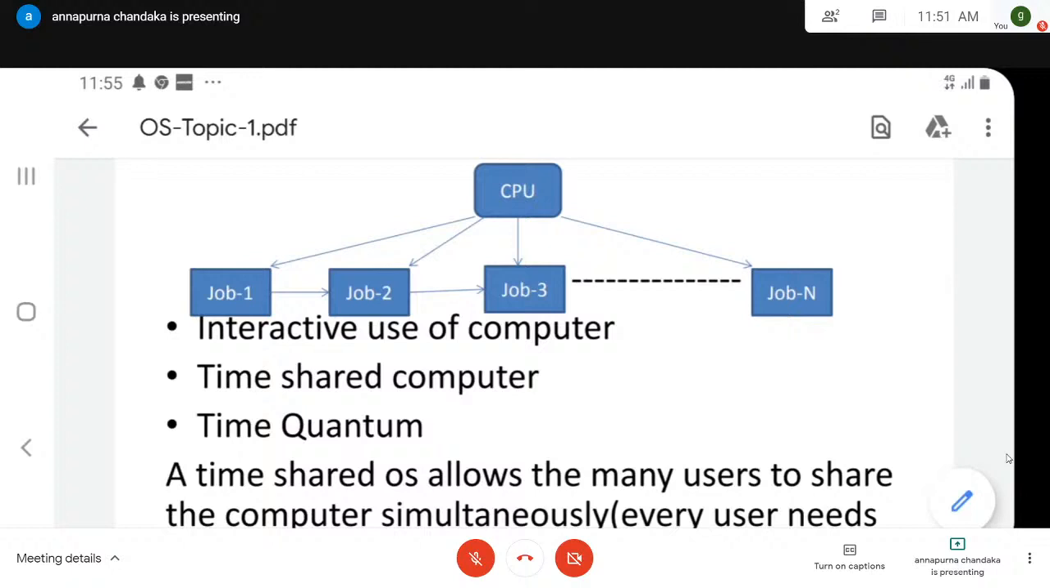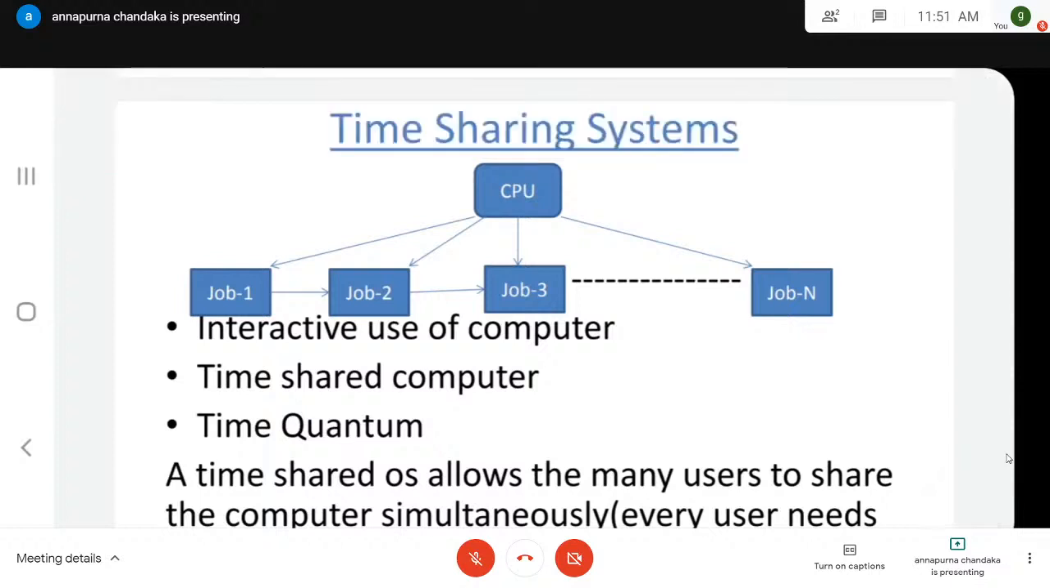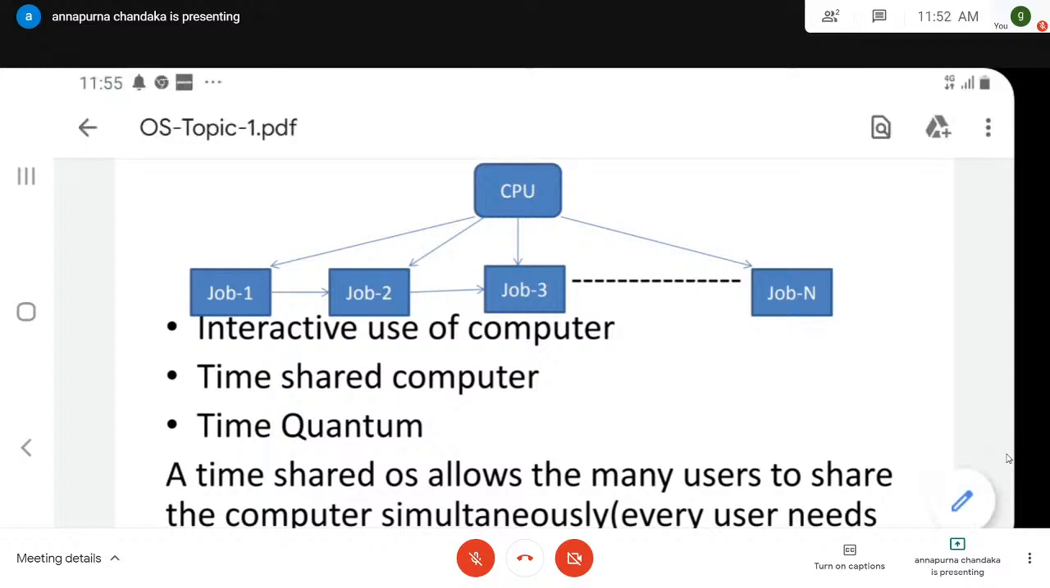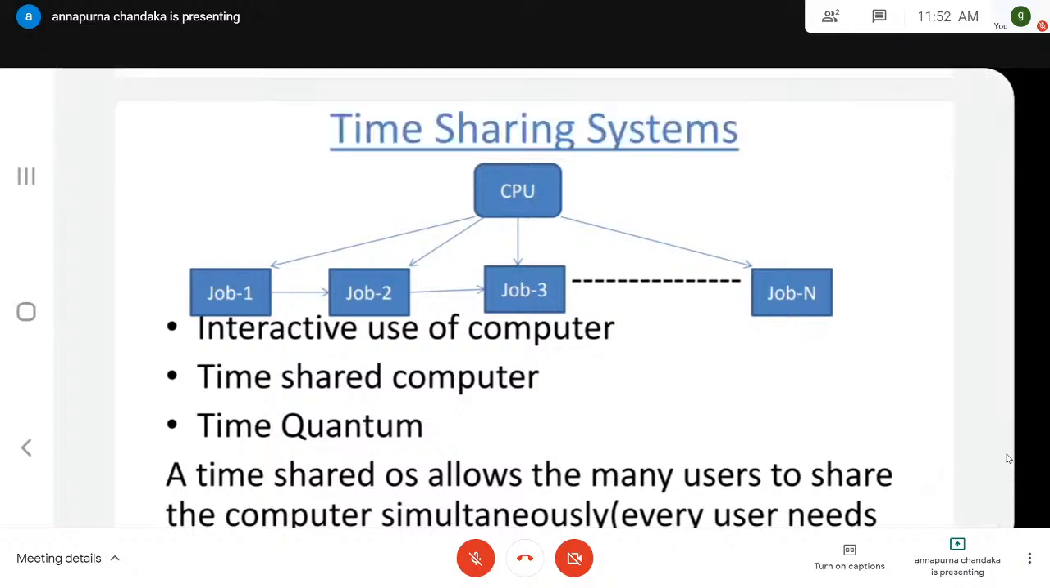The amount of time dedicated to execute each job is called the time quantum. Now let us take an example. If job 1 requires 25 milliseconds, but the time quantum is only 10 milliseconds, then in the first 10 milliseconds it executes, then it waits for the next time slot, and again waits for the next time slot. So after 3 times, job 1 is going to be completed.